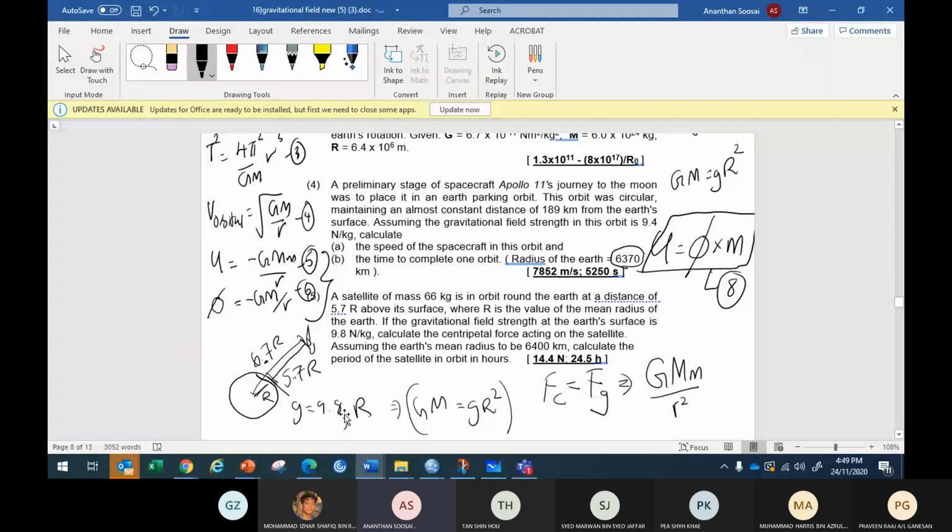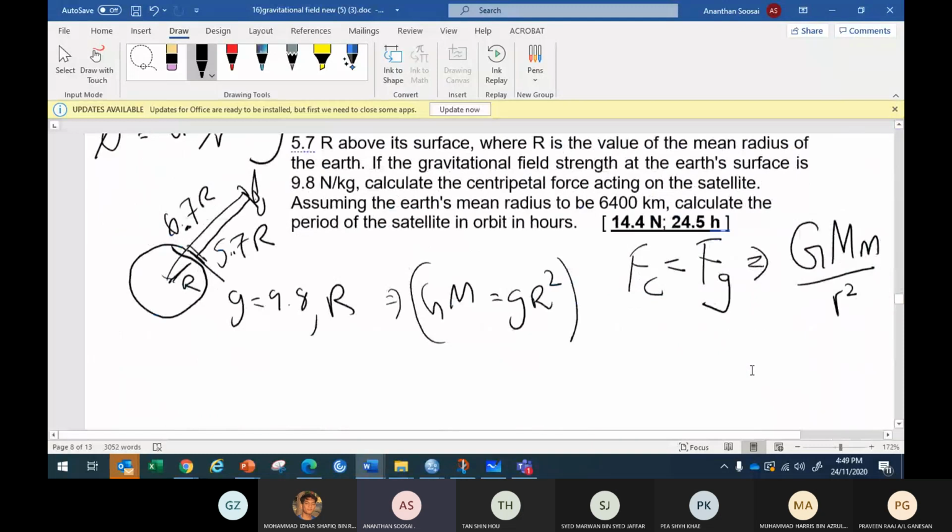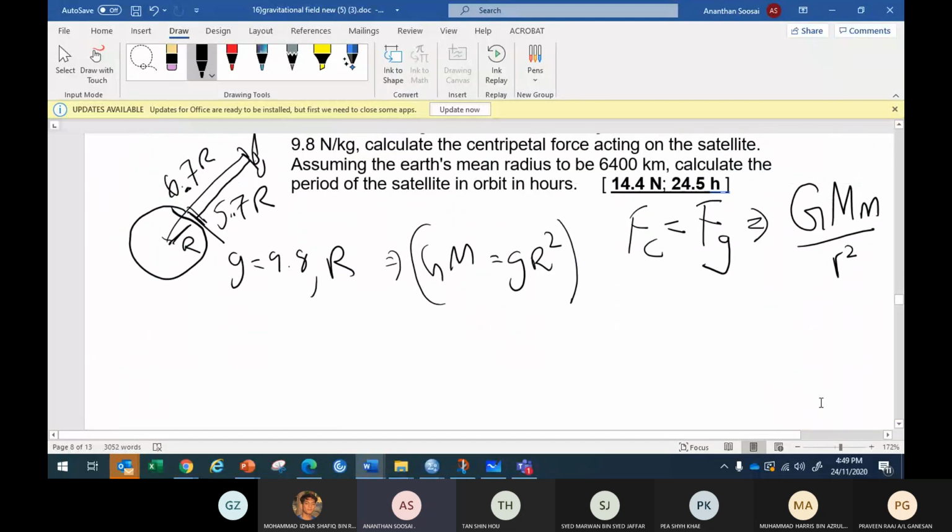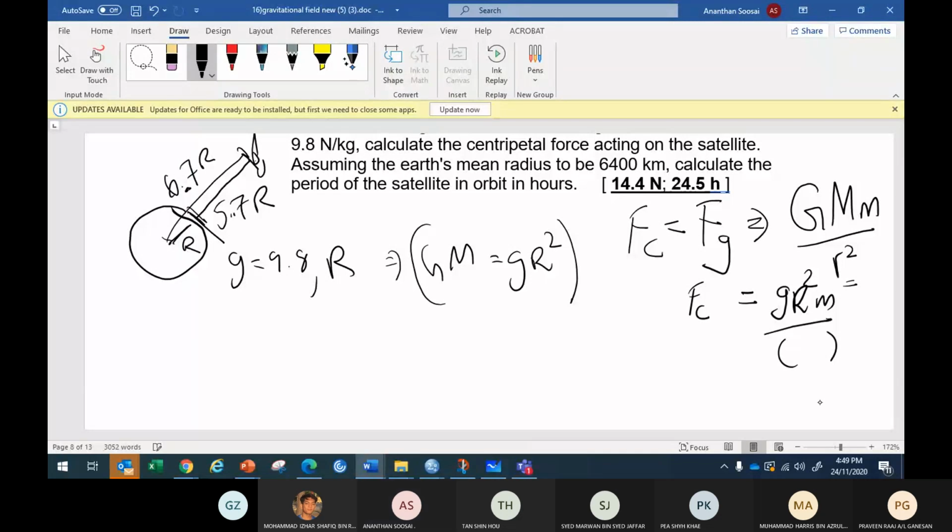So let me expand this. So what happened? FC is FG. So GM be replaced with gR squared M over this R. The R at the bottom is how many R? From the center to the point, how many R? Should be 6.7 R squared.